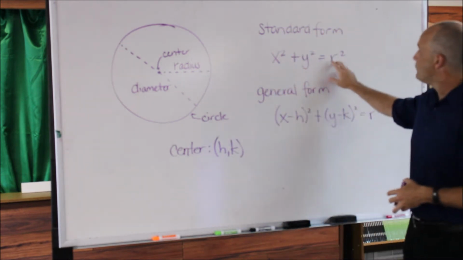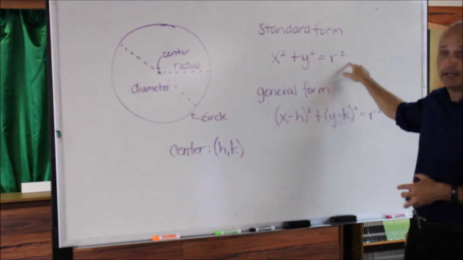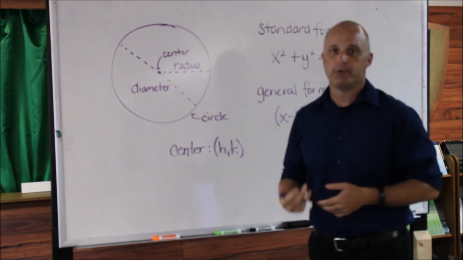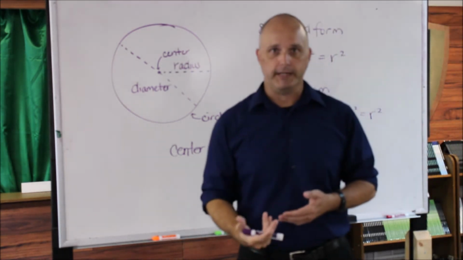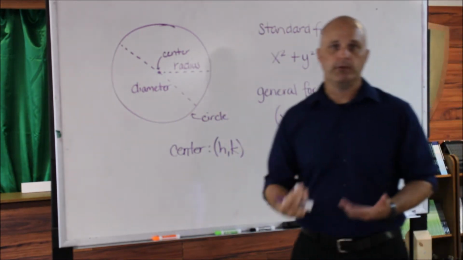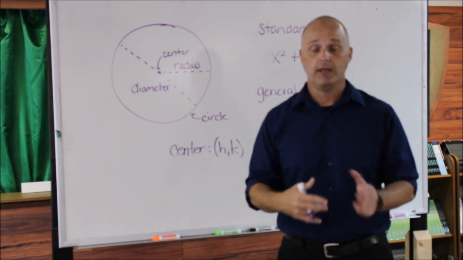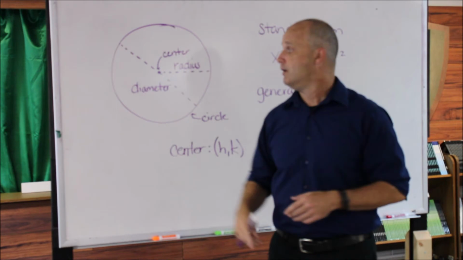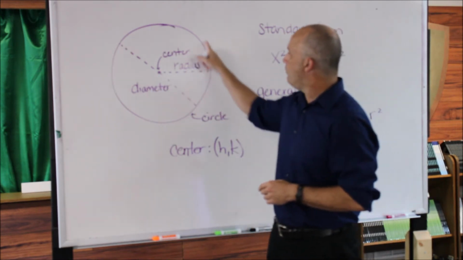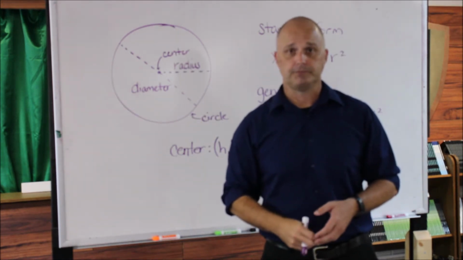Now the r squared, whatever number we have occupying this spot, opposite from the x squared and the y squared, if we take the square root of that, that's going to give us our radius. So if this number here is 49, we're going to take the square root of 49 and get 7. That tells us that our radius is going to be 7 units long. So if our center is at 0, 0, then all of these points along the circle will be exactly 7 units away from that center.